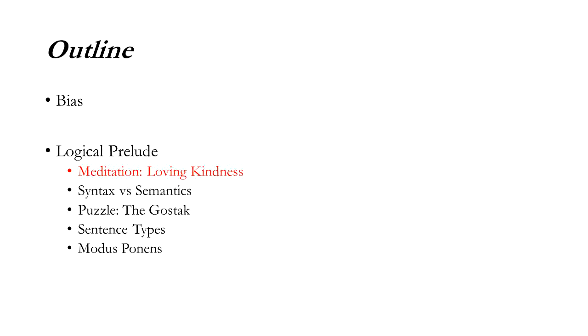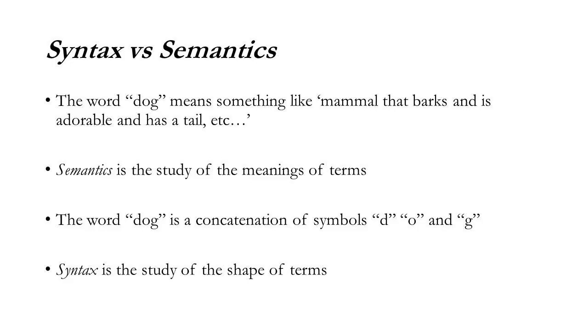Let me tell you a little bit about syntax and semantics. Now, think about this. The word dog, like the literal word, means something like a mammal that barks and is adorable and has a tail, etc. So semantics, that's the study of the meaning of words like dog, or terms, or phrases, or sentences. The word dog is a concatenation, or a combination, of symbols, D, O, and G, arranged in a certain way. That's the syntax.